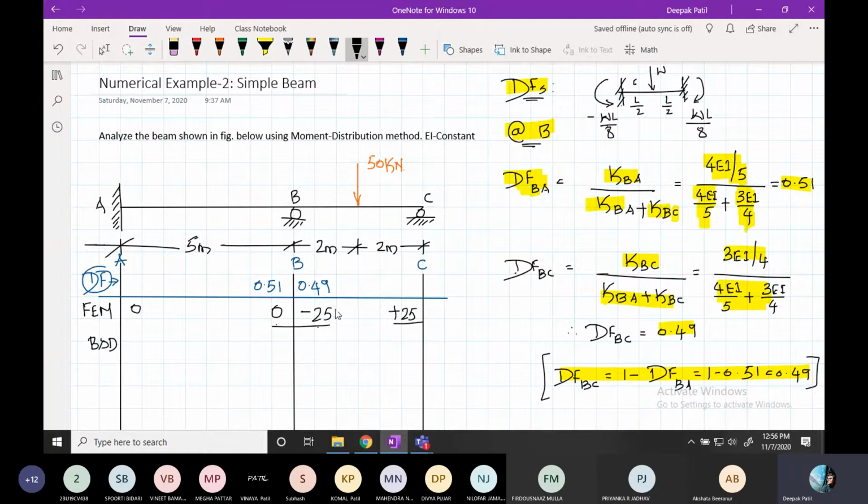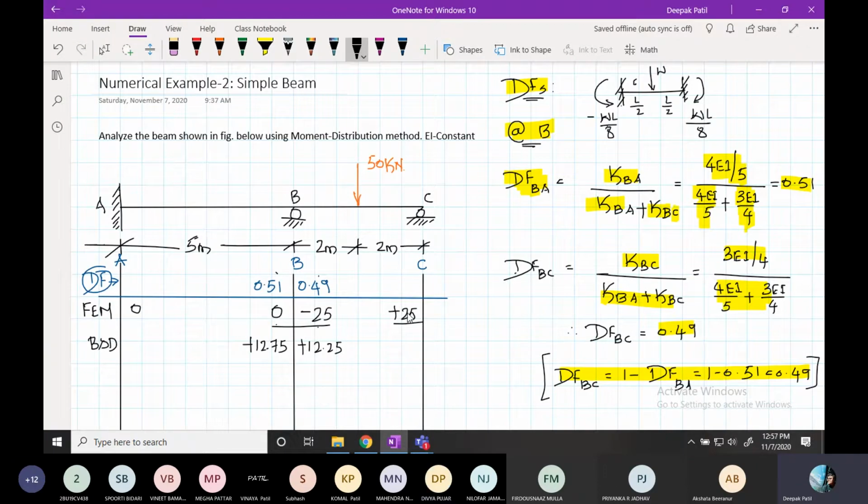Now, what is the net moment acting at joint B? It is 0 minus 25, so the net moment at joint B is minus 25. To balance that, how much moment will you apply? Plus 25, right? That plus 25 needs to be distributed here and here based on these distribution factors. So plus 25 into 0.51 you will get here as plus 12.75, and plus 25 into 0.49 you will get plus 12.25. Students, is it clear?